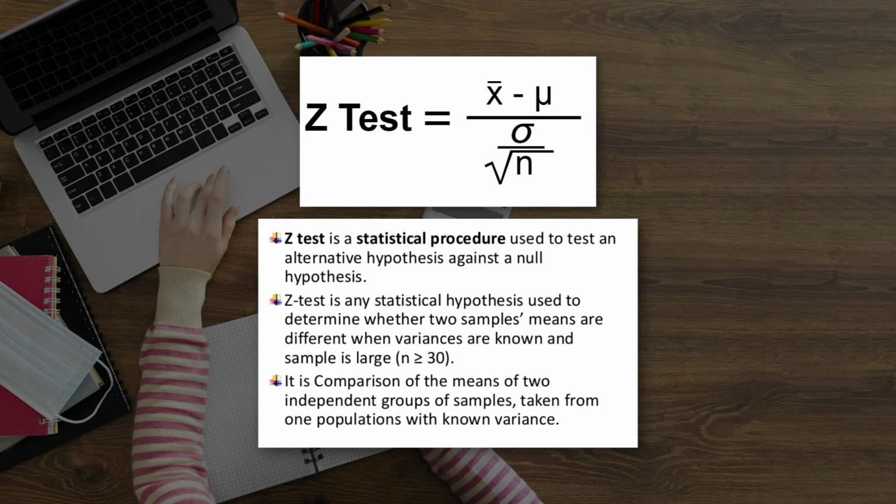A Z test is any statistical hypothesis test used to determine whether two sample means are different when variances are known and the sample size is large. So if n is greater than or equal to 30, then only we can go for the Z test. It is a comparison of the means of two independent groups of samples taken from one population with known variance.